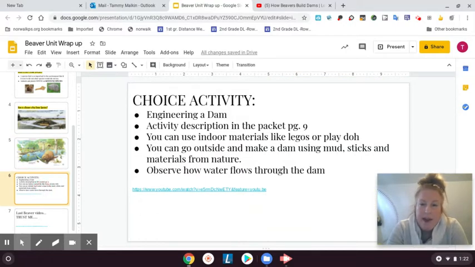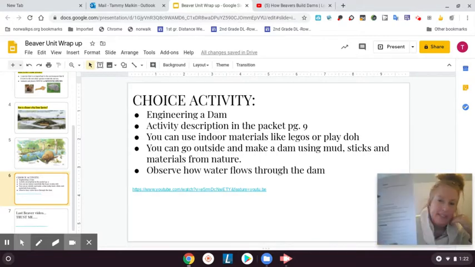So in your packet, Monday was a flex day, so Tuesday you should be looking at your packet. If you chose to look at it on Monday, it is what it is. But the science activity is to engineer a dam. This is an optional activity. You don't have to do it, but it's a fun activity for you to do.